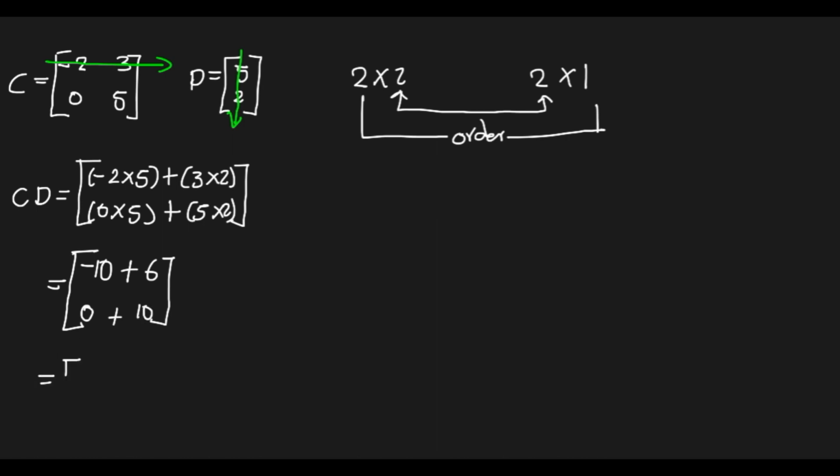So we can now finalize our answer. -10 plus 6 is -4. Then 0 plus 10 is 10. So we can see that we have a 2 by 1 matrix. So this is how we can multiply matrices. Let's try another one, the last one.